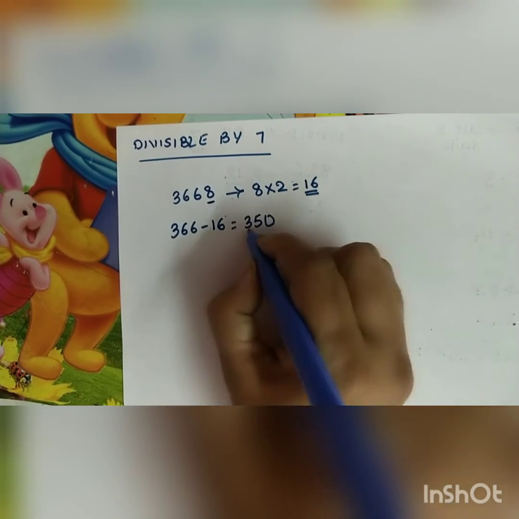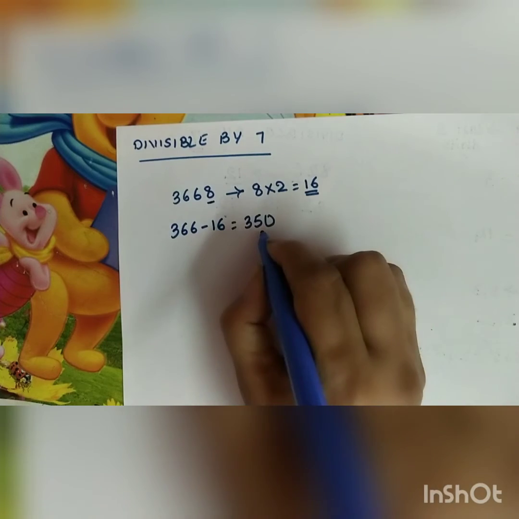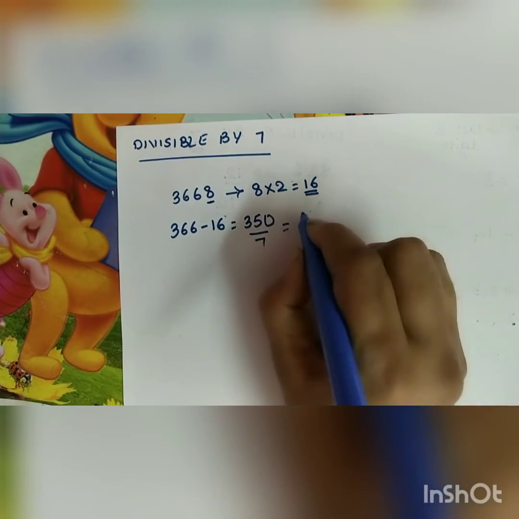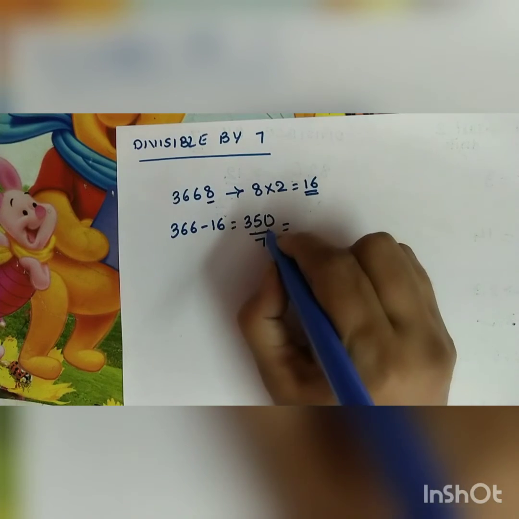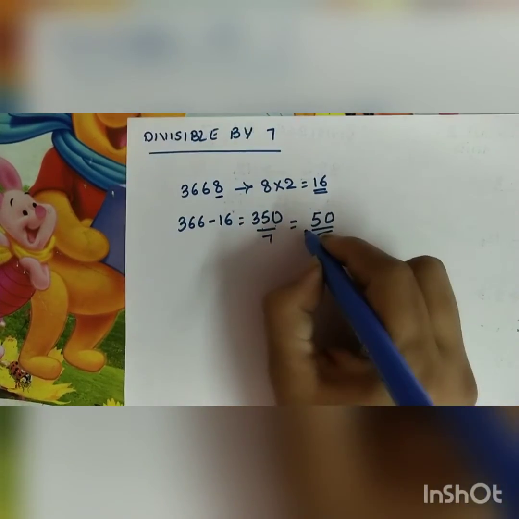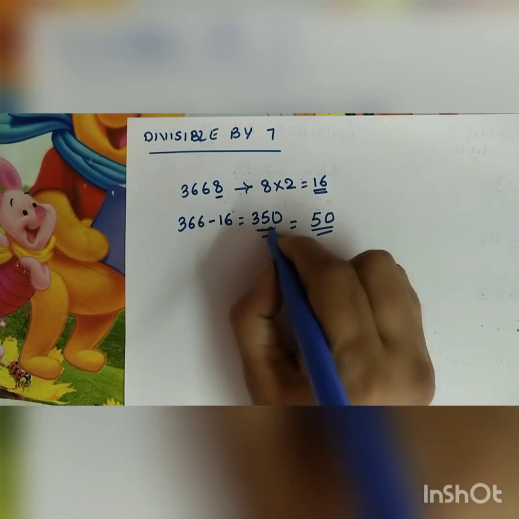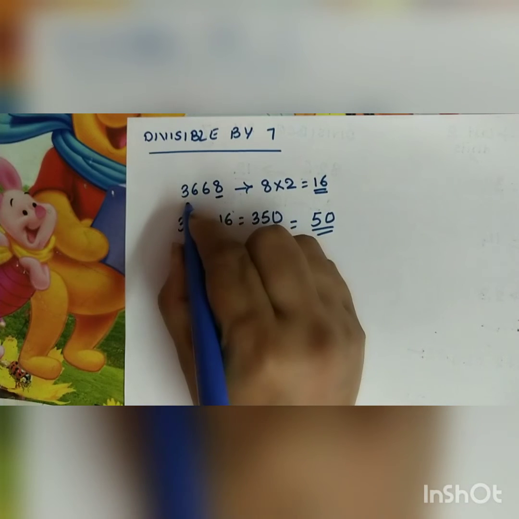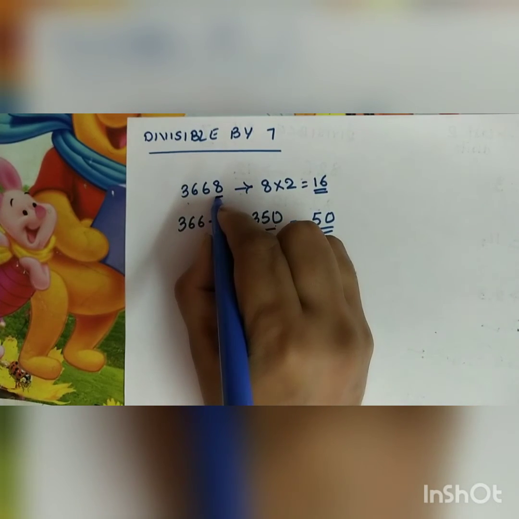If this number we obtain is divisible by 7, then we say the whole number is divisible by 7. So let's see, 350 divided by 7, I get the answer 50. So it is understood that 350 is divisible by 7, which means that 3668 is also divisible by the number 7.